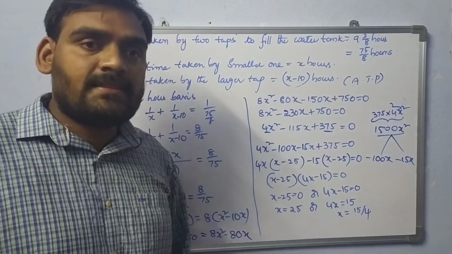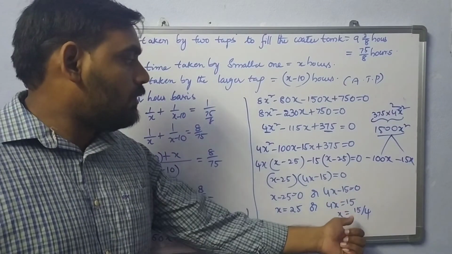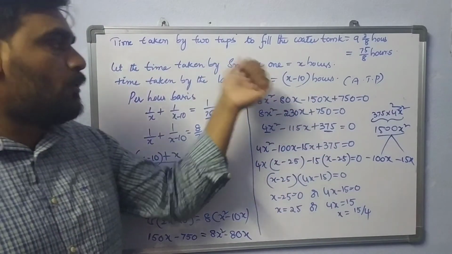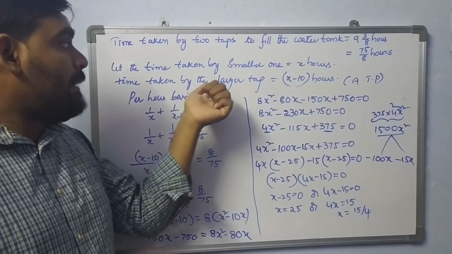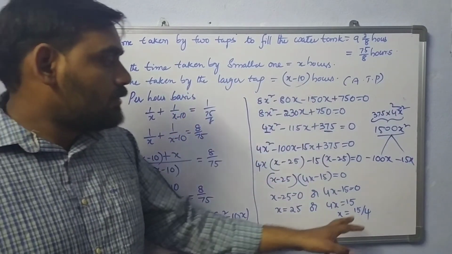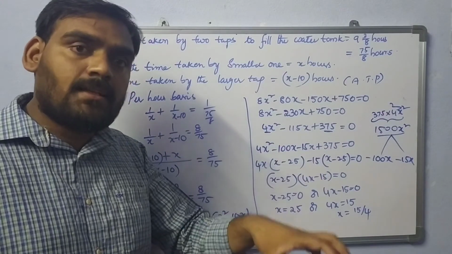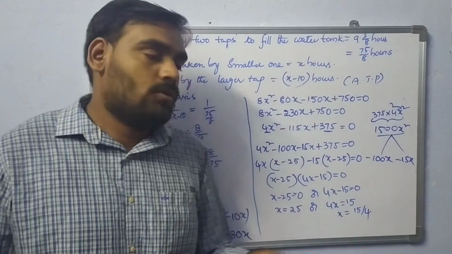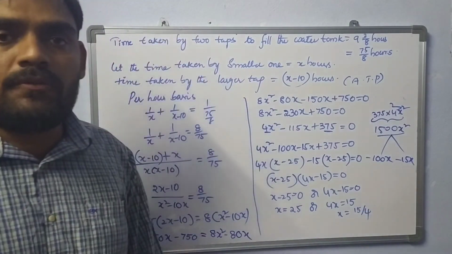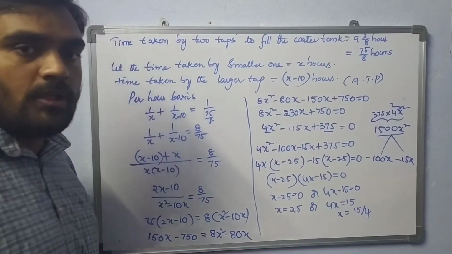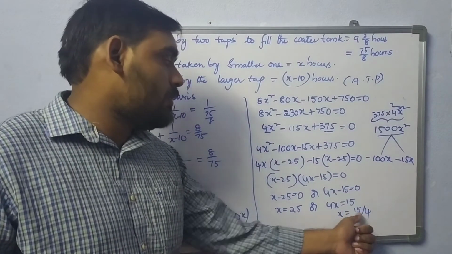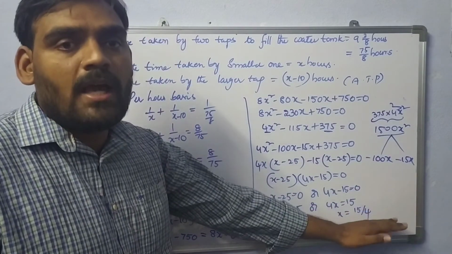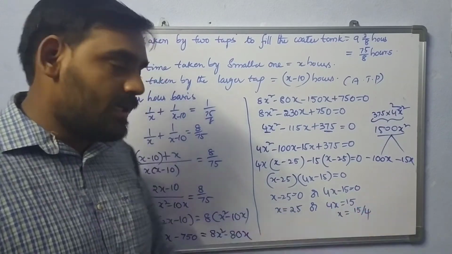Here 15 by 4 is the smaller value. Suppose we consider x is equal to 15 by 4 hours as the time taken by the smaller one. Then the time taken by the larger tap will be x minus 10, so 15 by 4 minus 10, and that value is less than 0. Time won't be less than 0, so we won't consider x is equal to 15 by 4. We need to consider x is equal to 25 only.